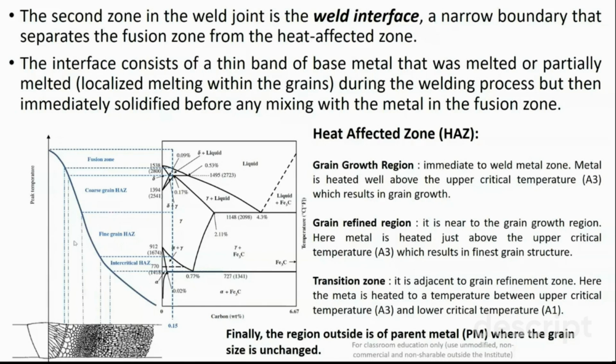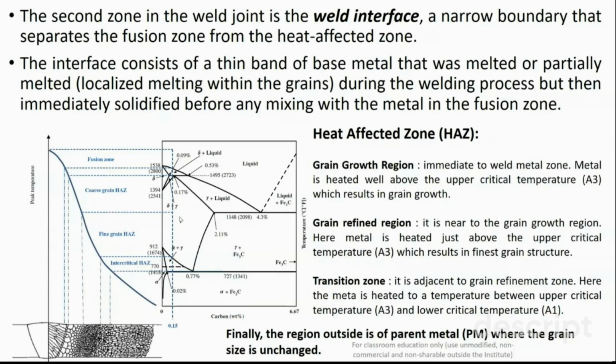If you look at this diagram, they have mapped the iron carbon diagram, considering a case of welding of, suppose, 0.15% carbon steel, plain carbon steel. They have observed and correlated the microstructural transformation with the iron carbon diagram. This particular region has been heated above the upper critical temperature. This line, 727 degrees centigrade, is the lower critical temperature line, denoted by A1, and this line is the upper critical temperature, denoted by the A3 line.